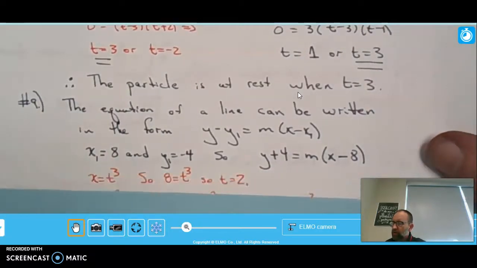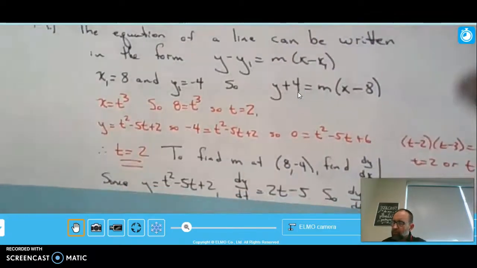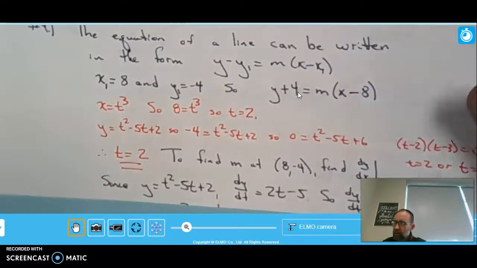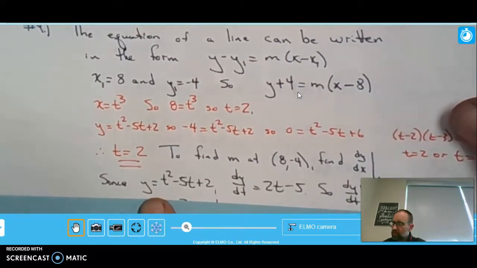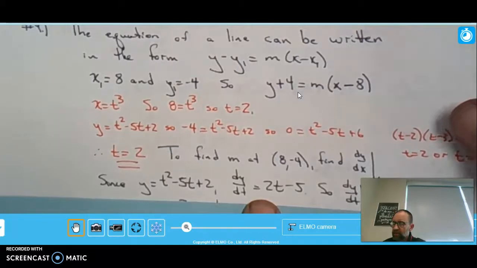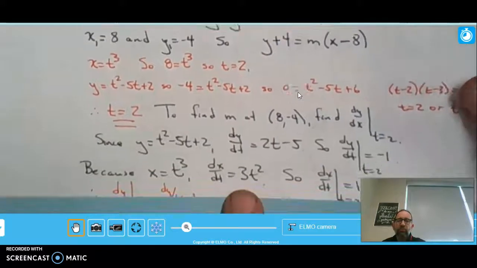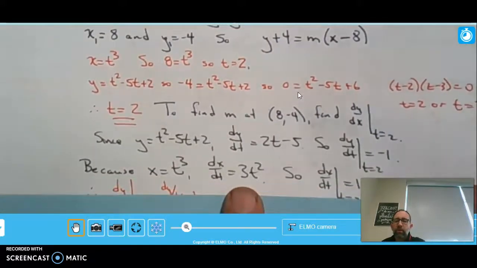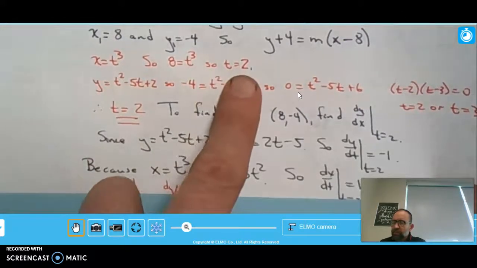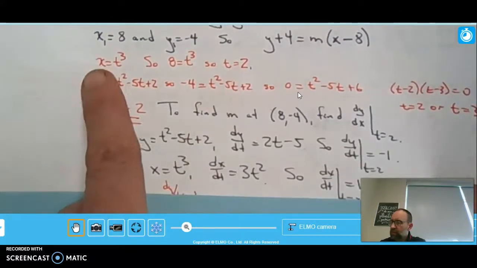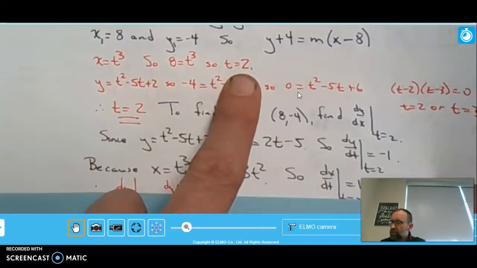So we're going to find dy/dt. Since y is equal to this, dy/dt will be that. We're going to find dx/dt, and we will have this. Now, they told us that x was 8, which implies that t is 2, because x equals t cubed, so 8 equals t cubed, and t would have to be 2 to solve that.